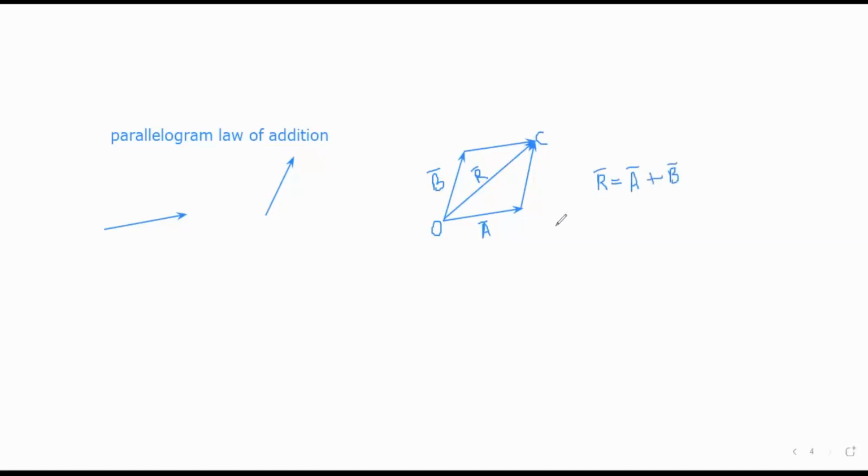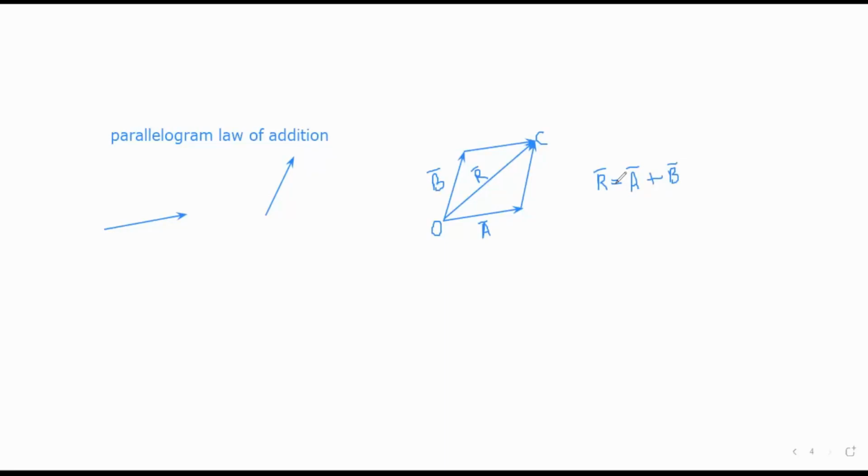You can also check that from the triangle law of addition we got the same R, with equal magnitude and the same direction. So these two methods are said to be equivalent. You can use either method and the results will be exactly the same.